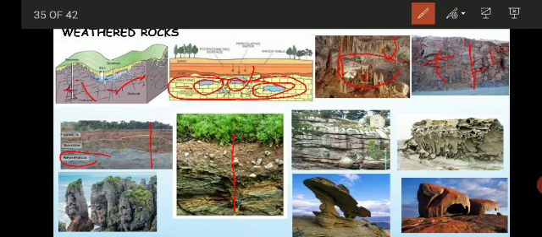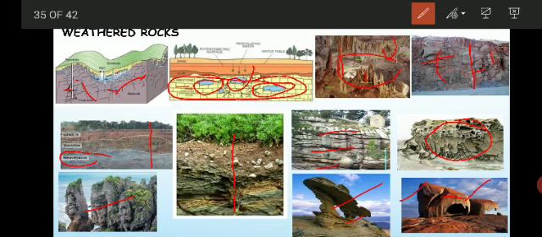So this is how weathered rocks look. These are the layered rocks which have undergone weathering. This is an effect of chemical weathering. We call it a honeycomb structure, right? Then these types of weathering are seen because of wind erosion. Differential wind erosion will result in the formation of these mushroom-like rocks, or this type of rocks.